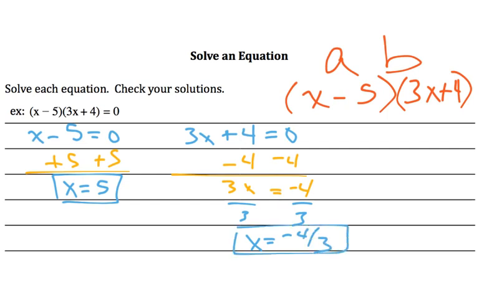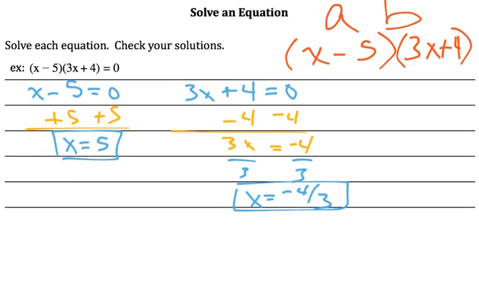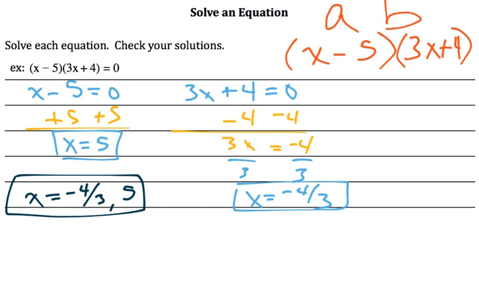But as a final step, I want to see this written in one line of math, and maybe we move down a bit, or maybe we write this off to the side. So I'm going to write x equals negative 4/3, comma, 5. I separate this by a comma to indicate that there's two possible solutions to this.